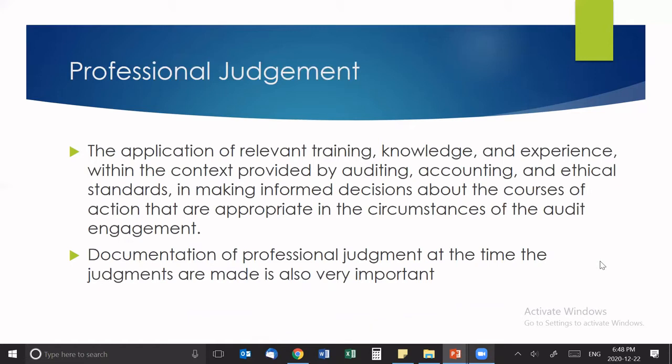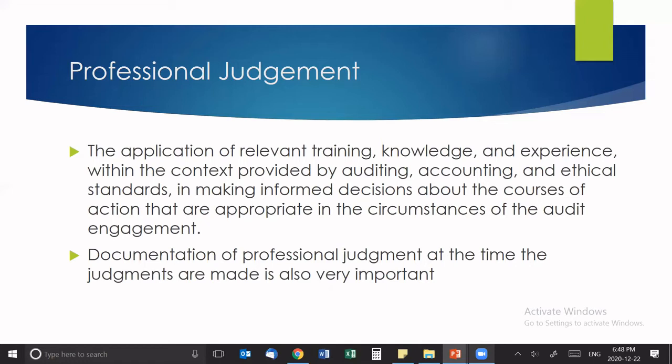When we audit, we need to use our professional judgment. Auditors will need to use their professional judgment, which they get from training, their knowledge, and their experience, to make decisions of the audit. So if a policy can go one way or another, you use your professional judgment. There are some things where there's no proper right or wrong answer.